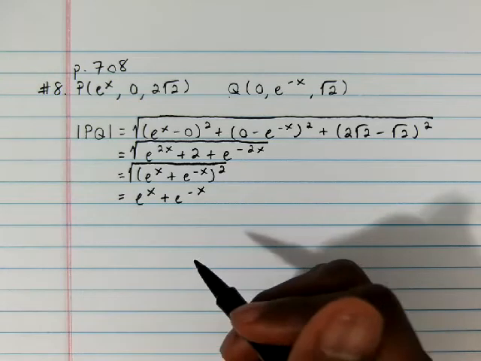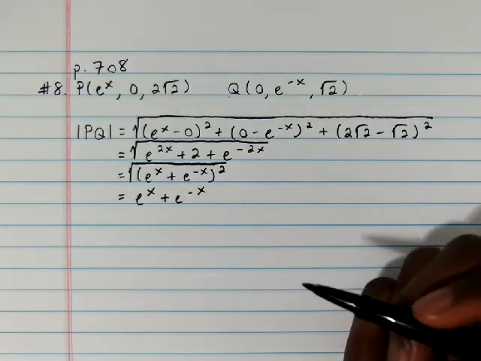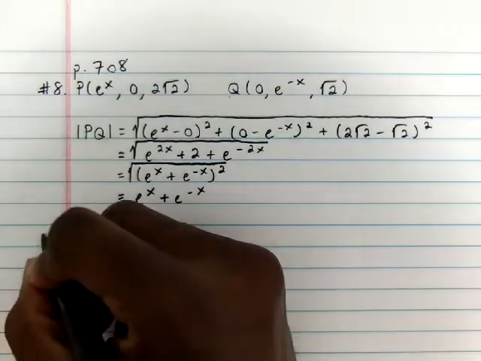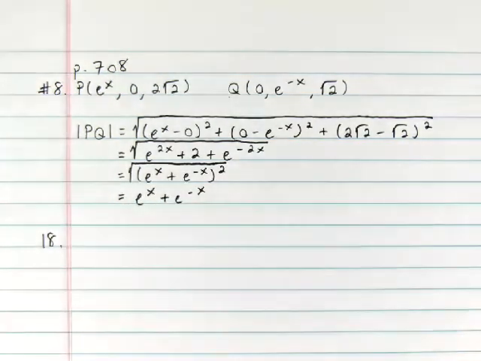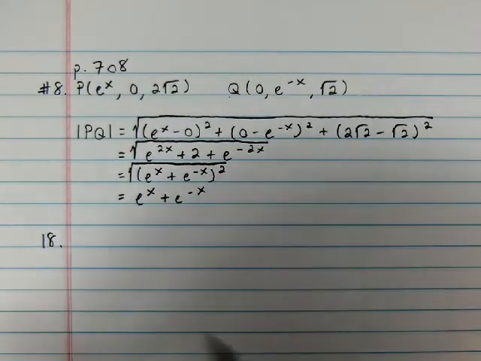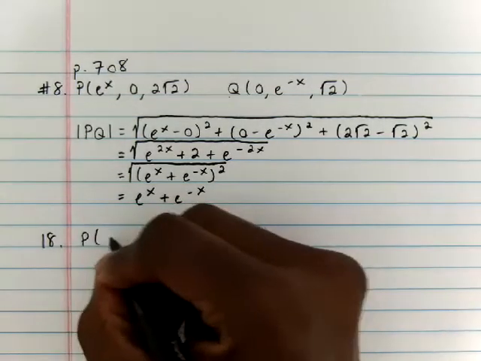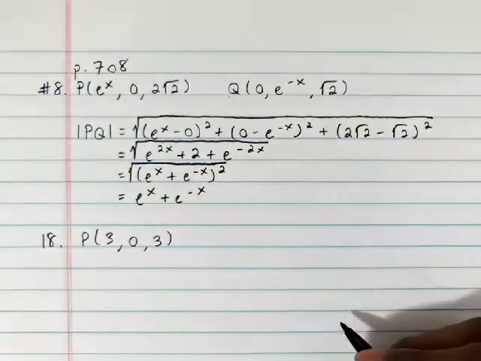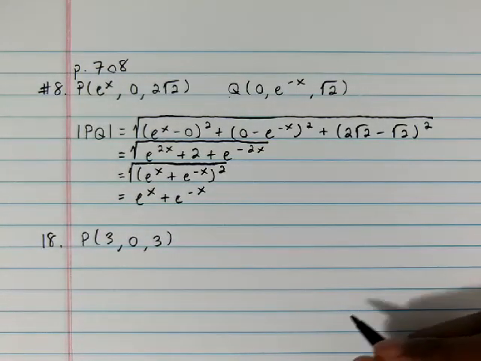All right, next we will look at problem 18 in that same section. So number 18 says, let P be equal to the point 3, 0, 3. Q be equal to the point 2, 1, -1.